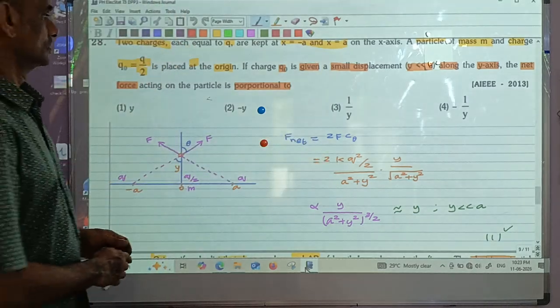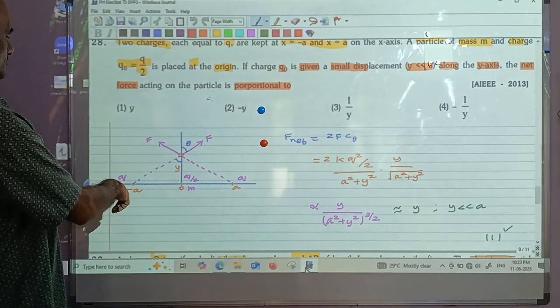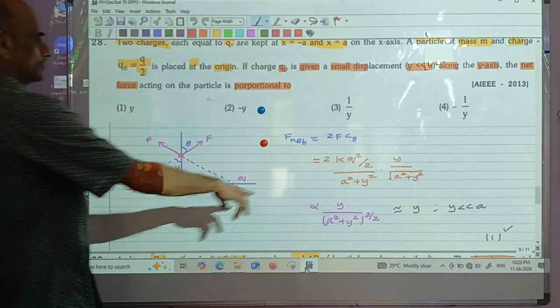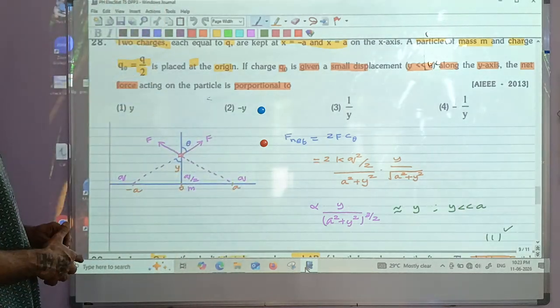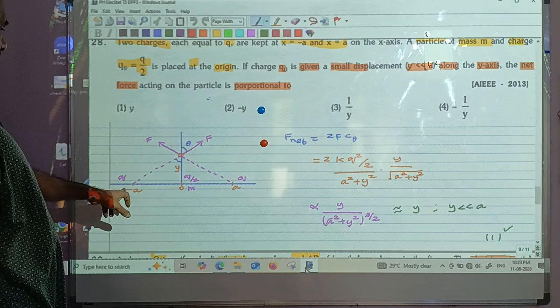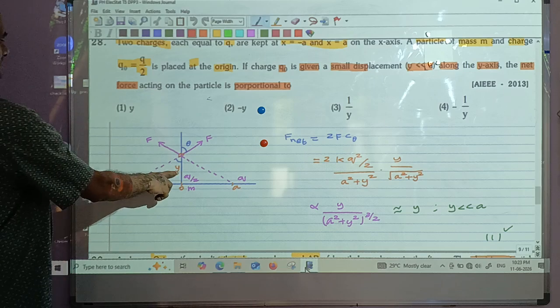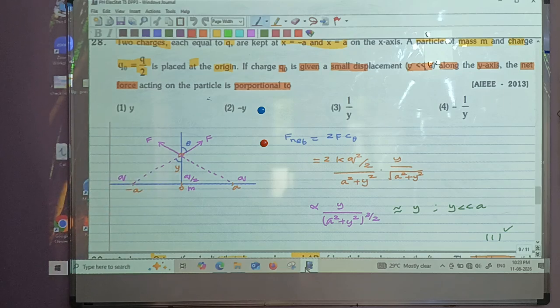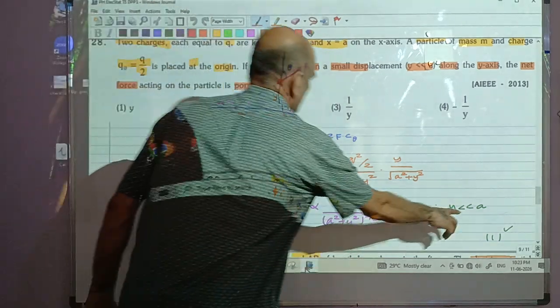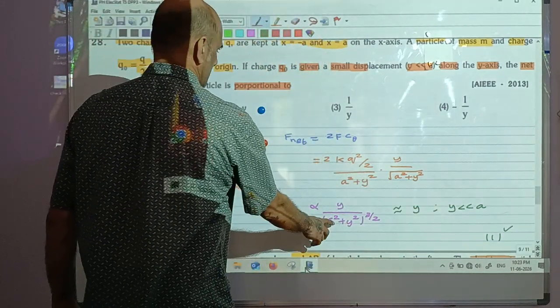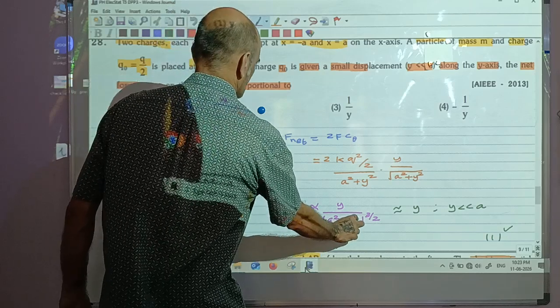Now, by Coulomb's law, it's Q square by 2, because Q by 2 times Q by 2, divided by the distance square, which is E square plus Y square. Cos theta is Y divided by the hypotenuse. So it becomes Y by (E square plus Y square) to the power 3 by 2. Here, with the approximation that Y is very small, I can forget this one.